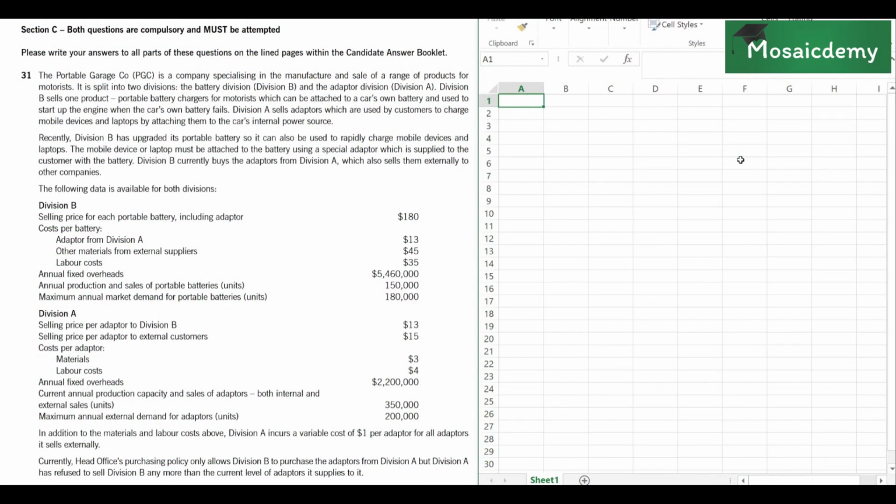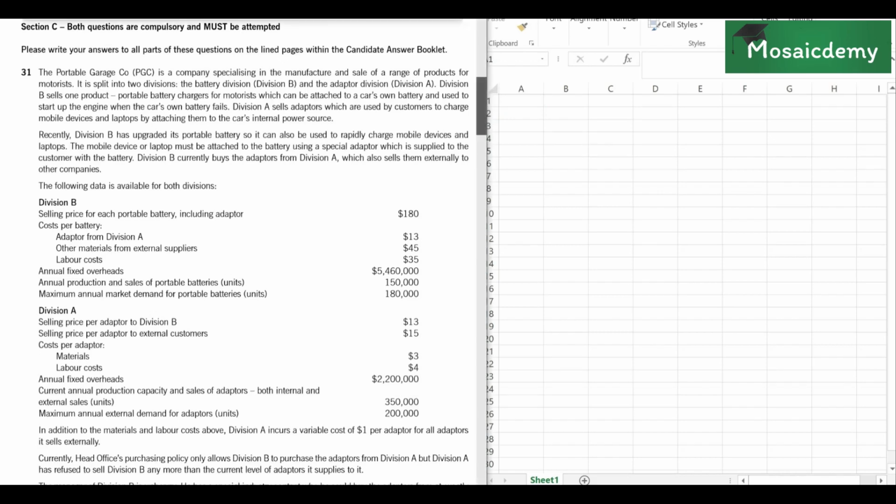Hello everyone, and how are you all doing today? So today we're going to be attempting yet another ACCA Performance Management past paper question. This time we're going to be doing one from the June 2018 past paper, Section C, question number 31. And the topic of this question is transfer pricing, which of course is a very popular topic when it comes to Section C of the exam. Okay, so without further ado, let's get into the question.